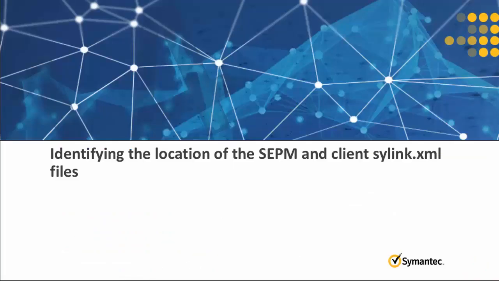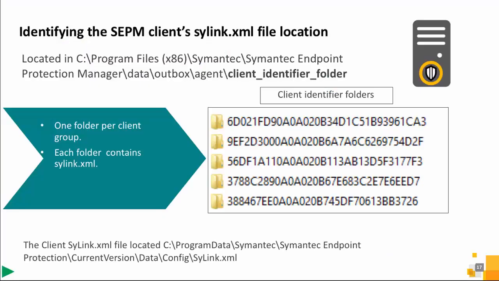This is the client sylink.xml file subtopic. Here you learn how clients use the sylink.xml file. When you initially install the SEPM, there are two folders in the client identifier folder. One for the My Computer group and one for the default group. Each of these folders contains a sylink.xml for clients that are members of the applicable group.